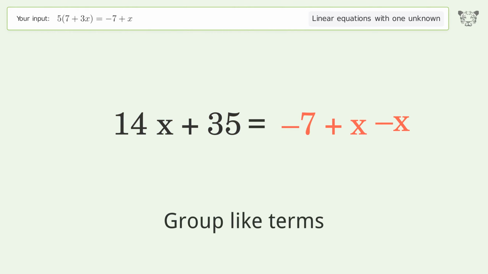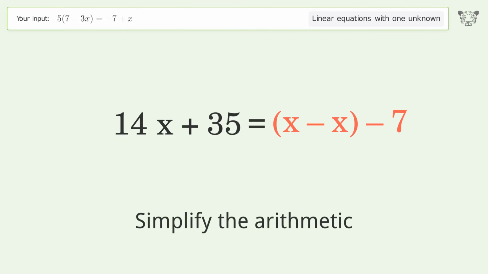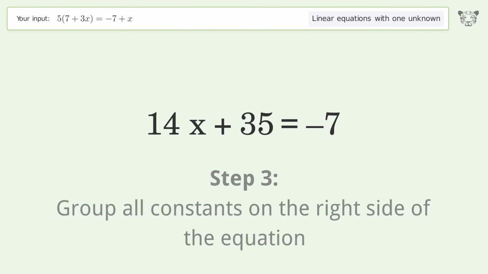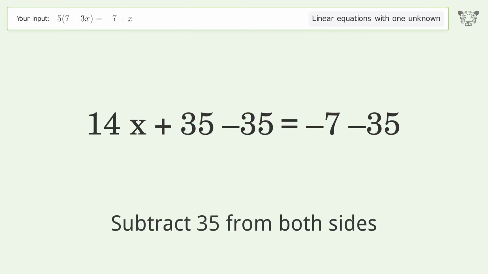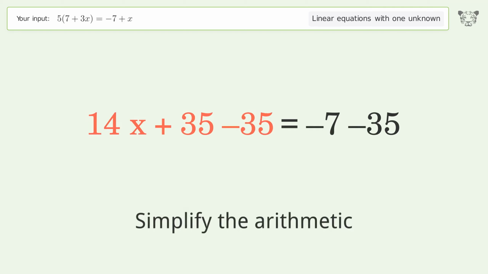Group like terms. Simplify the arithmetic. Group all constants on the right side of the equation. Subtract 35 from both sides. Simplify the arithmetic.